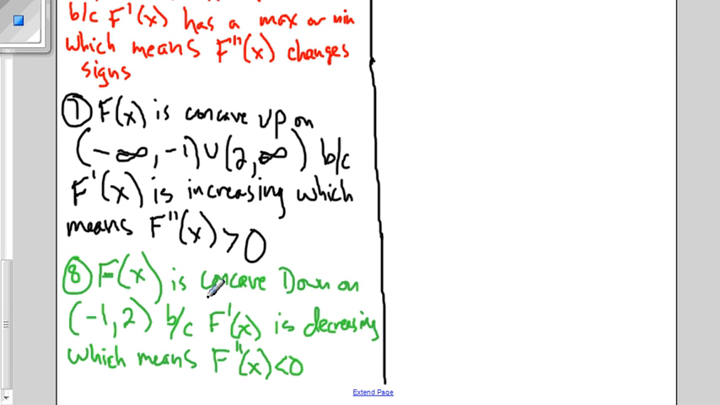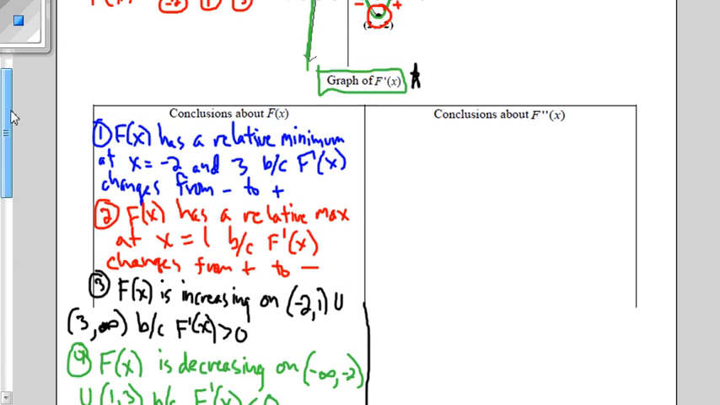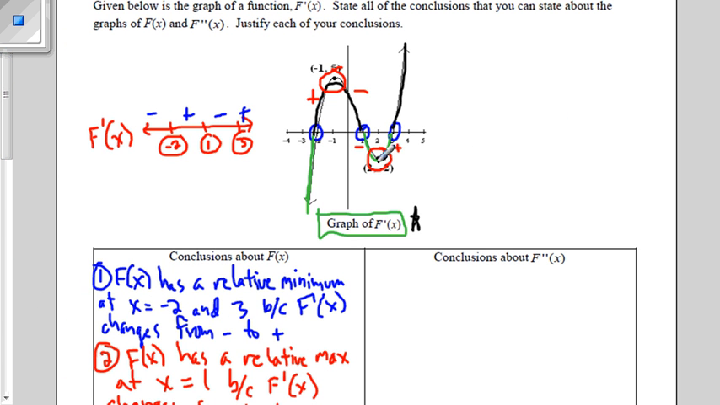And the last conclusion: the original function is concave down on the interval from -1 to 2 because the derivative is decreasing from -1 to 2. It's going down. That is where the second derivative, which is the derivative of the first derivative, is negative. All those slopes would be going down to the right. From -infinity to -1, all the slopes of the tangent lines of the derivative, which is the second derivative, are positive, and same thing here. Those tangent lines would have positive slopes. So those are the conclusions about f of x.